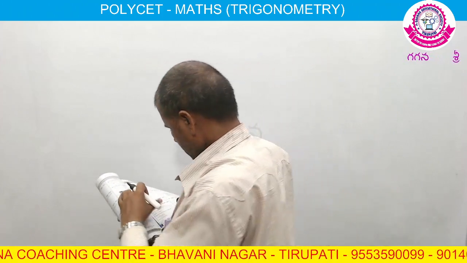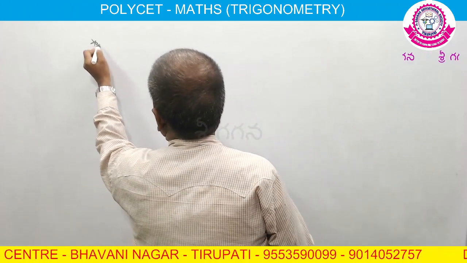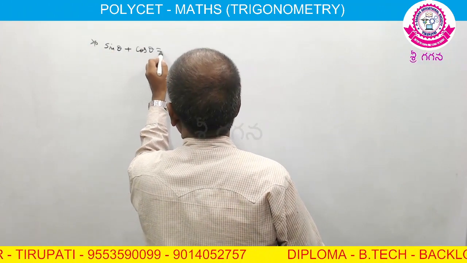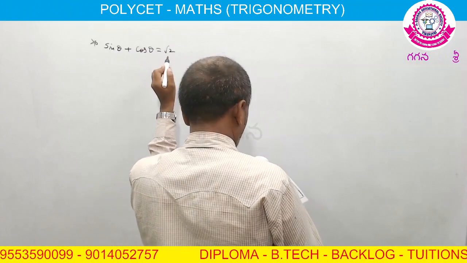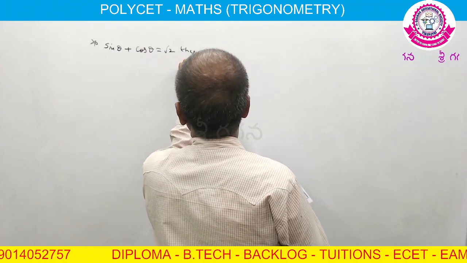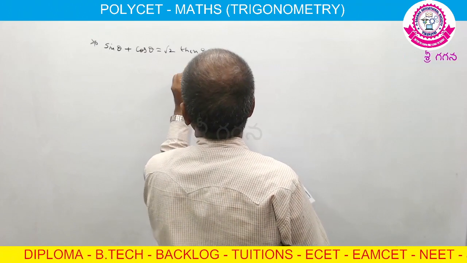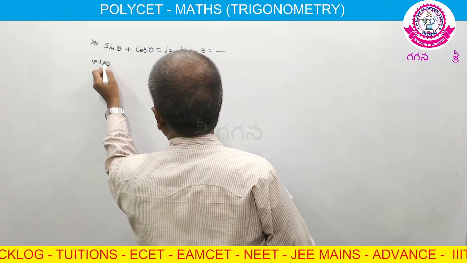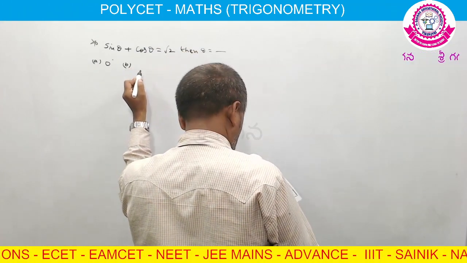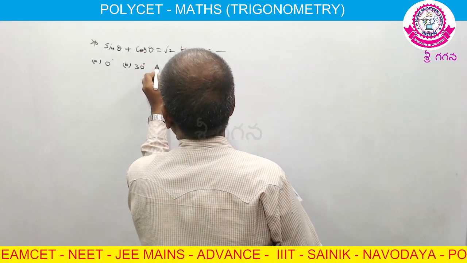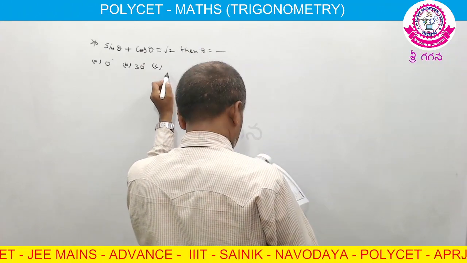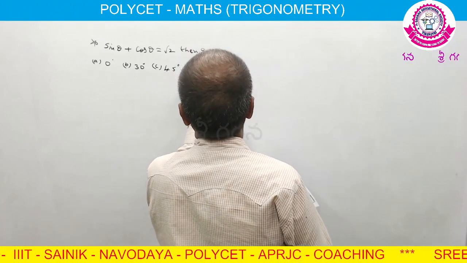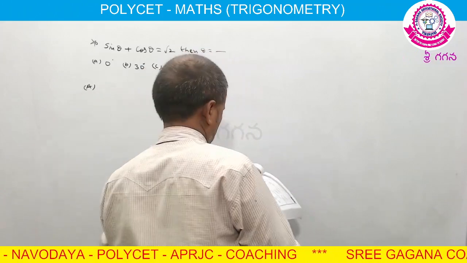Next problem. If sin theta plus cos theta equals root 2, then theta equals dash. First option A is 0 degrees, second option B is 30 degrees, third option C is 45 degrees, and fourth option D is 60 degrees. Which is the correct answer?